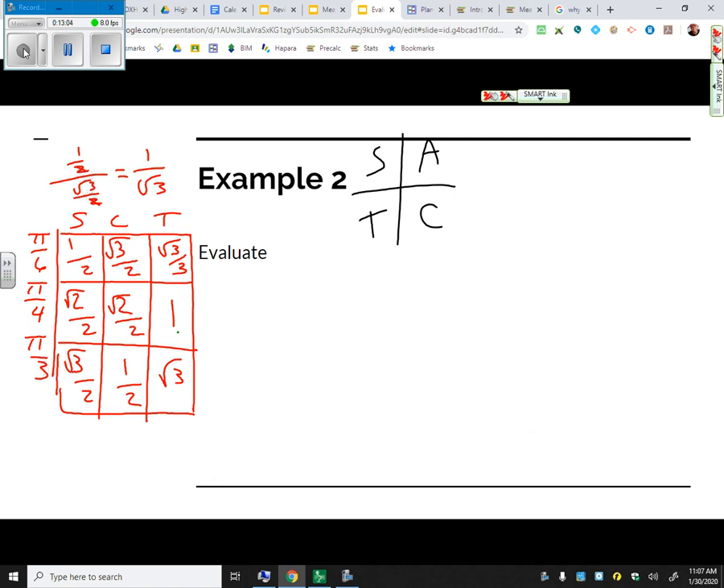Let's have you guys try one. I want to do cotangent of 2 pi over 3. You and your pod buddies, you guys try this one.